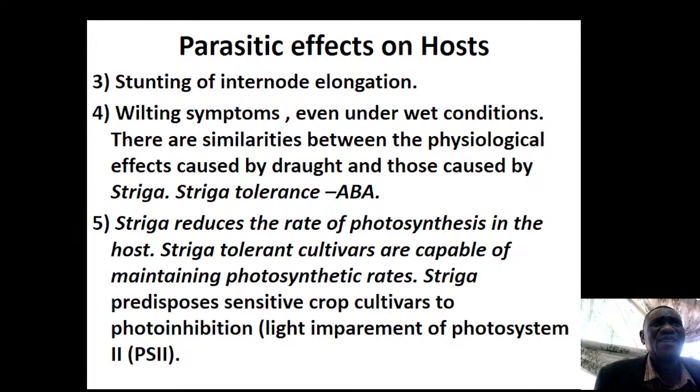Striga reduces the rate of photosynthesis in the host. This is how it brings about its reduced growth in the cereals. But striga tolerant cultivars may be capable of maintaining photosynthetic rates. Striga predisposes sensitive crop cultivars to photoinhibition or light impairment of photosystem 2.